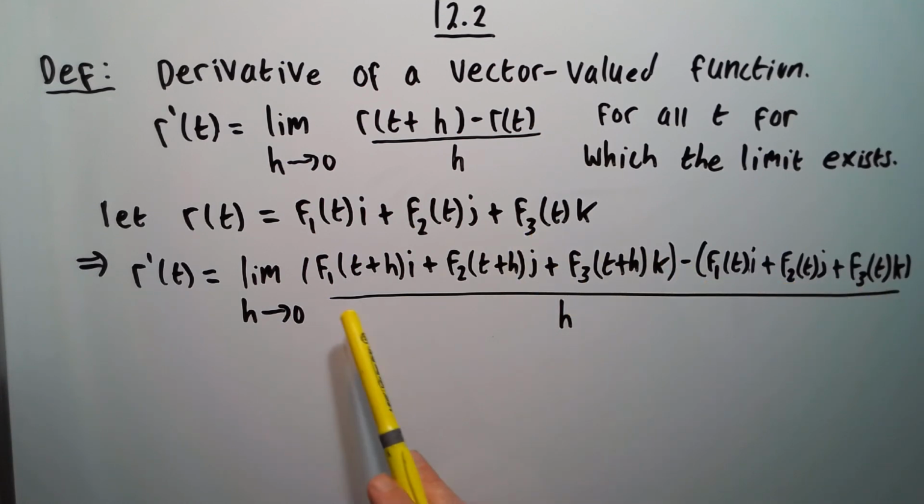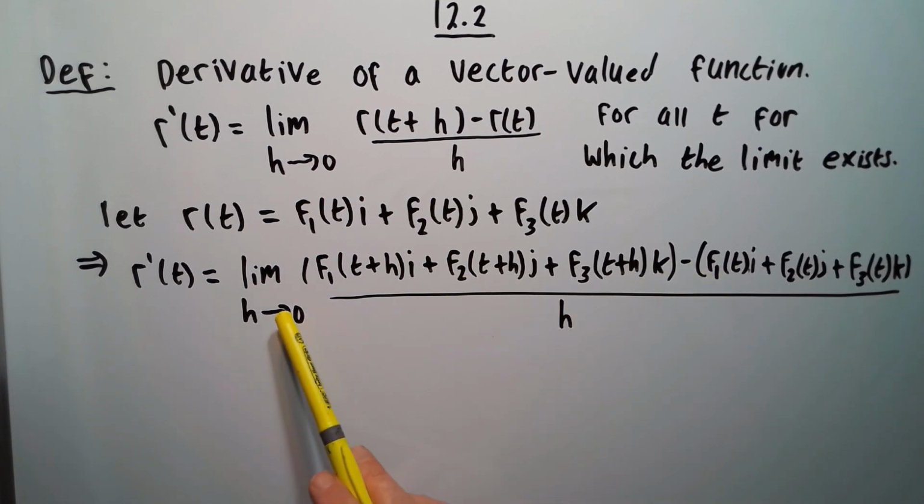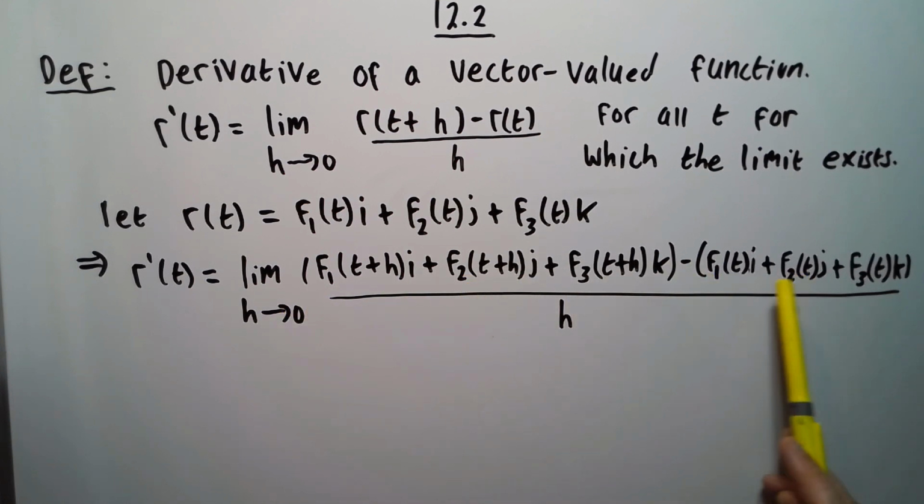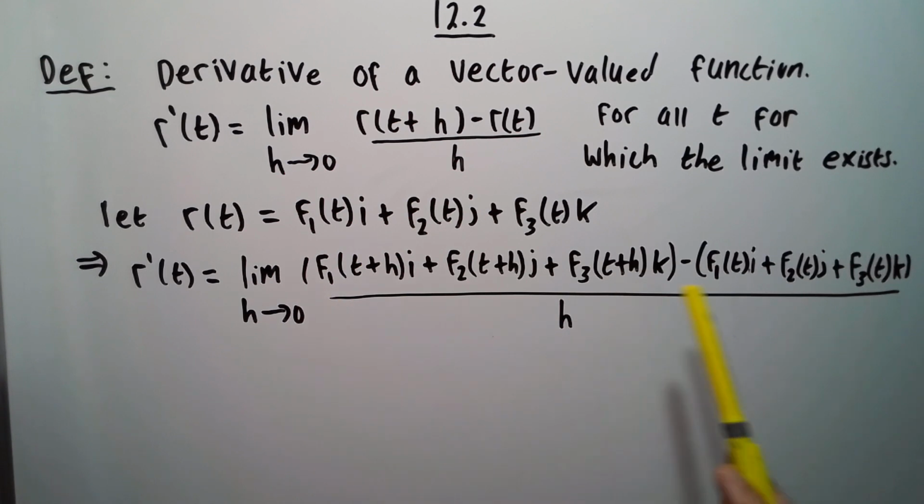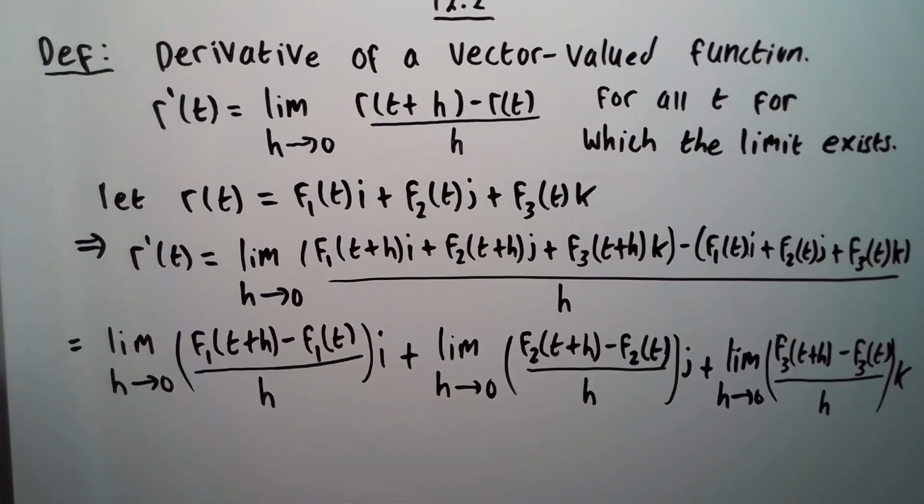Then I can group the f1s together, and I can group the f2s together and the f3s together, and I'm going to distribute the limit also. So write it here. Okay, so I split it up into three separate limits. So the limit with the f1s, limit with the f2s, and limit with the f3s.